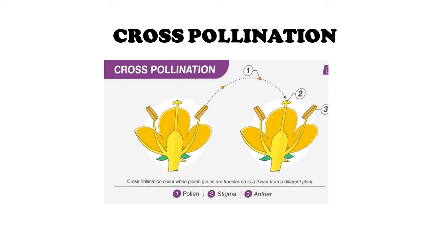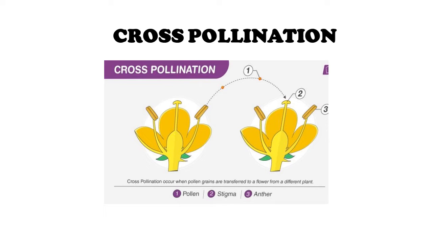Cross-pollination is the transfer of pollen grains from the anther of a flower to the stigma of another flower. Understood, students? Once again, the transfer of pollen grains from the anther of a flower to the stigma of another flower is called cross-pollination.